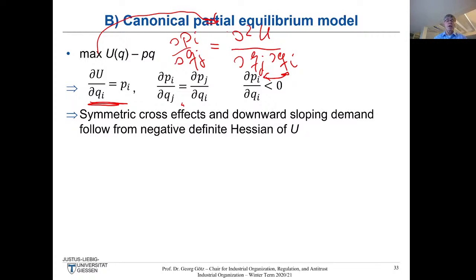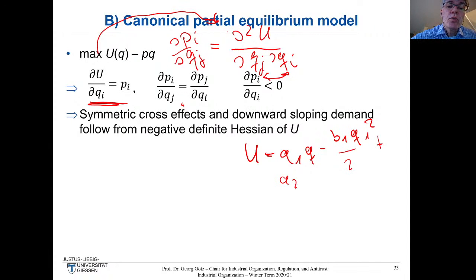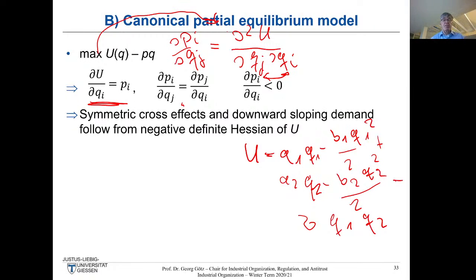It will matter for another frequent example, the linear quadratic version. Let me check whether we already have this in the assignment. No, it will be later in the assignment, where you have U as something like A1 Q1 minus B1 Q1 squared over 2 plus A2 Q2 minus B2 Q2 squared over 2 minus sigma Q1 Q2, which is a linear quadratic utility function with two products where it's a differentiated product.